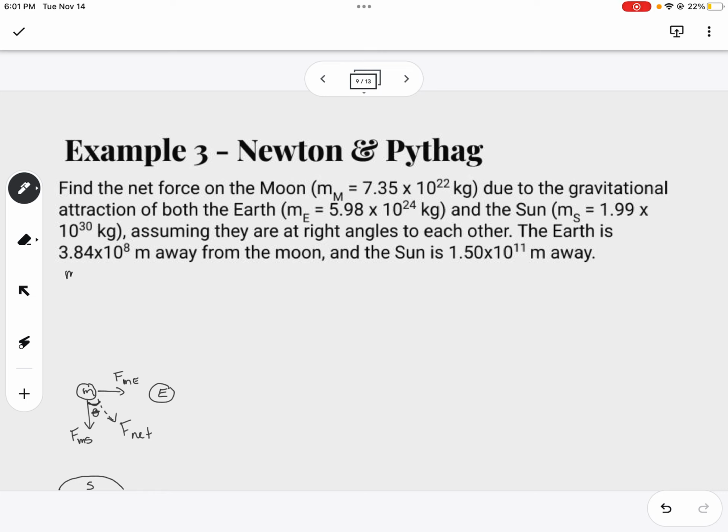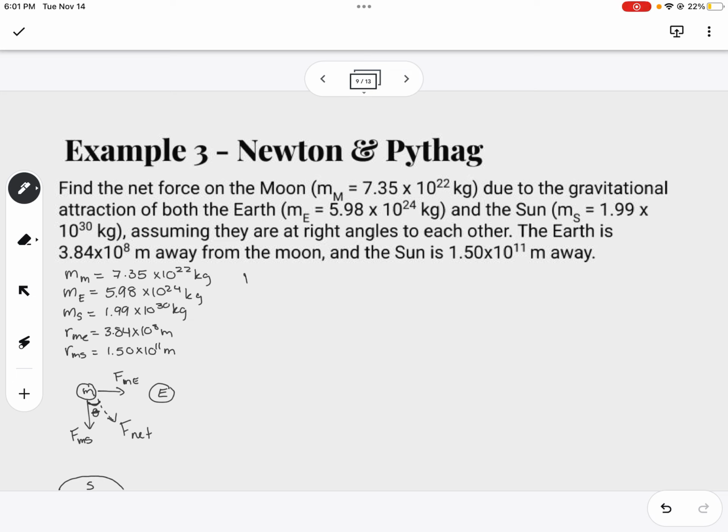Okay, so what are our givens? I know the mass of the moon. I know the mass of the Earth. These are things that I would always give to you. I don't need you to memorize them. I know the mass of the sun. And then I have some R values here. So the R between the moon and the Earth, they're saying, is 3.84 times 10 to the 8th meters. And the distance between the moon and the sun is 1.5 times 10 to the 11th meters.